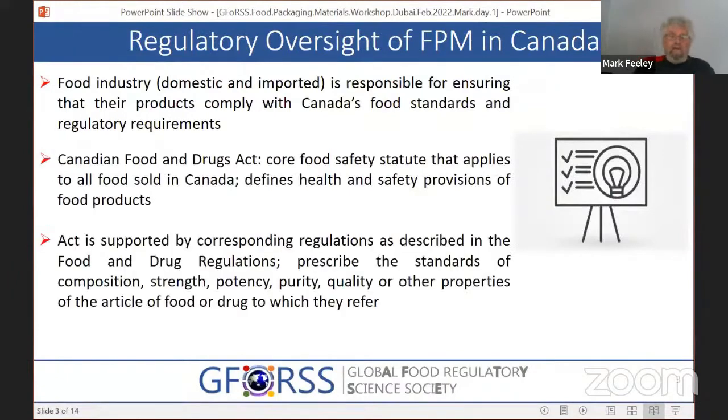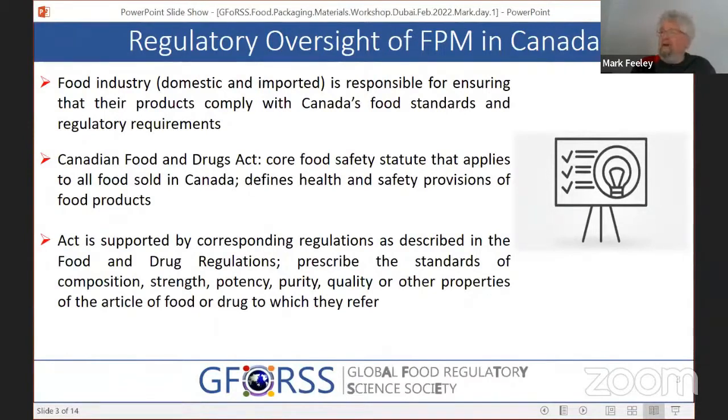It's quite interesting because Health Canada, in the information that it provides for manufacturers, indicates it's the responsibility of the food industry to ensure that their products comply with Canada's food standards and regulatory requirements. So essentially what Health Canada is saying is that we will provide you guidance in terms of determining the acceptability of your food packaging material, but ultimately you will be responsible for ensuring its safety and that your product meets these regulatory requirements.